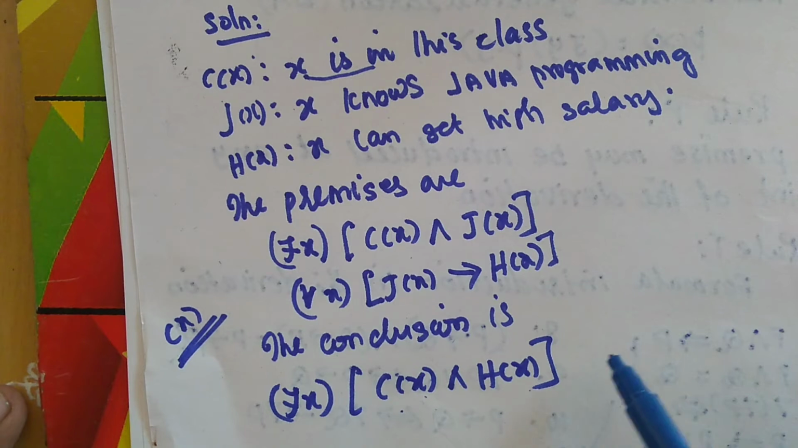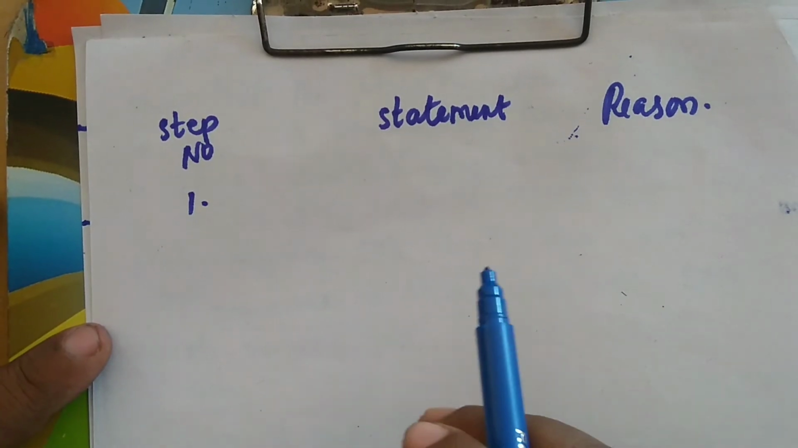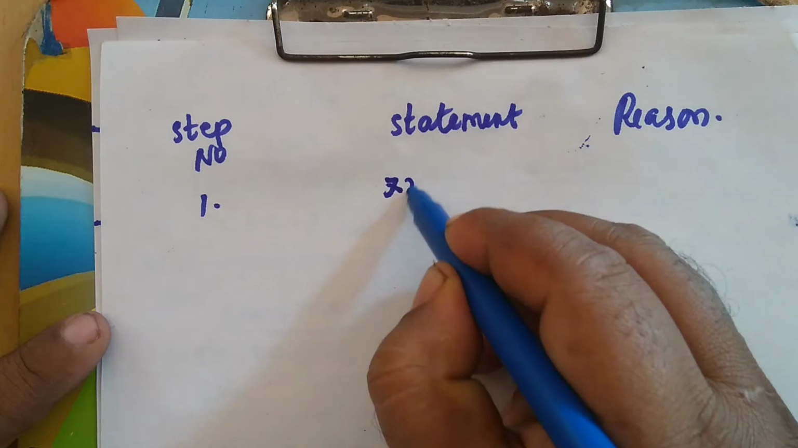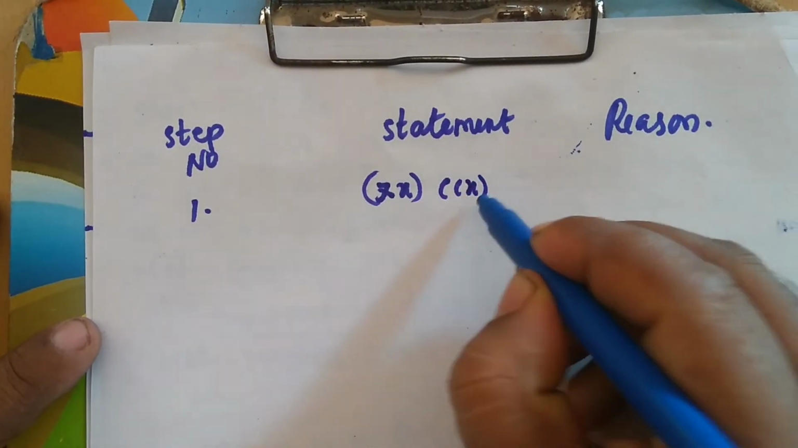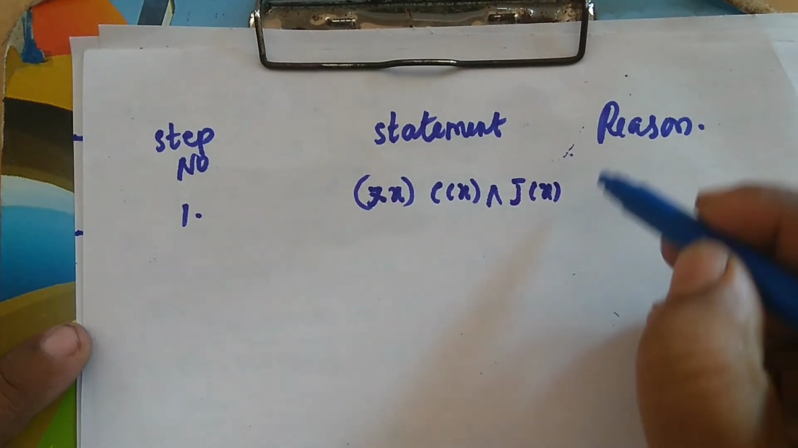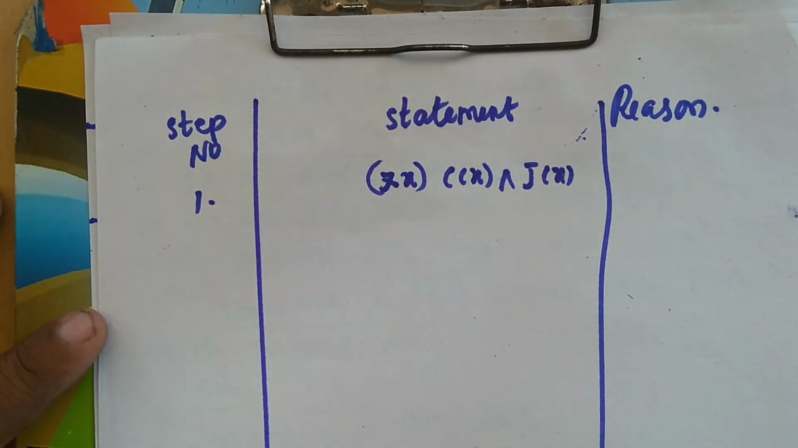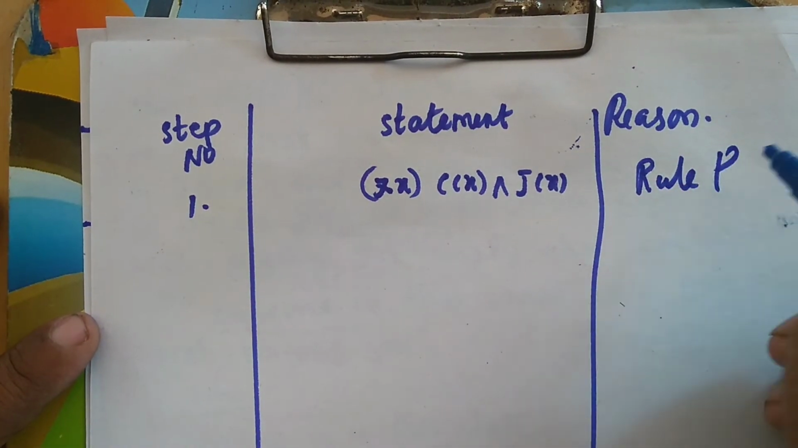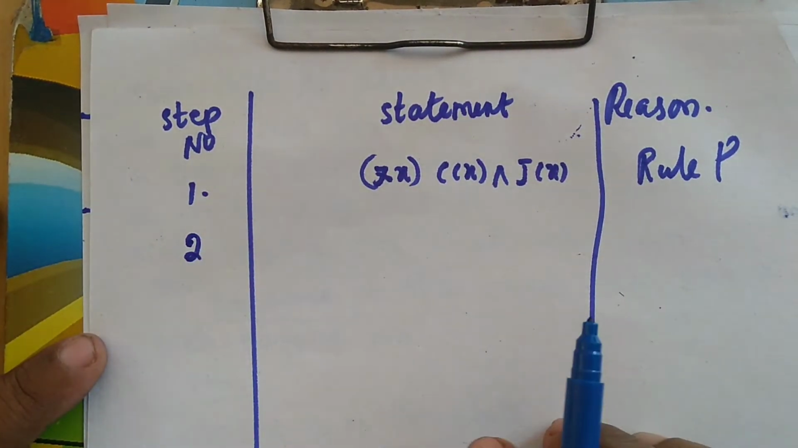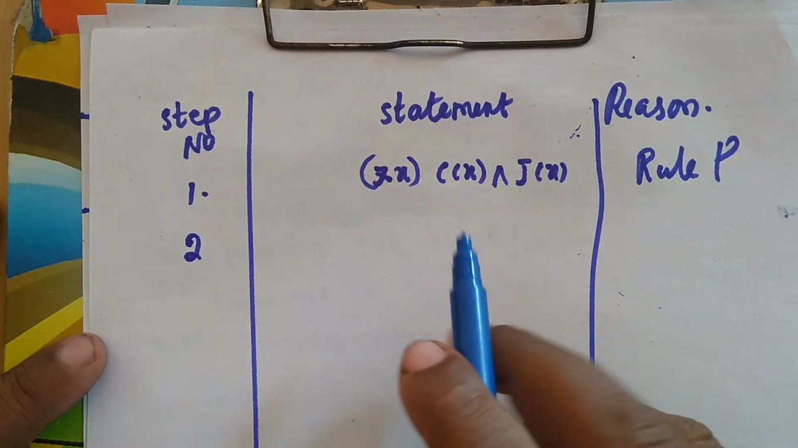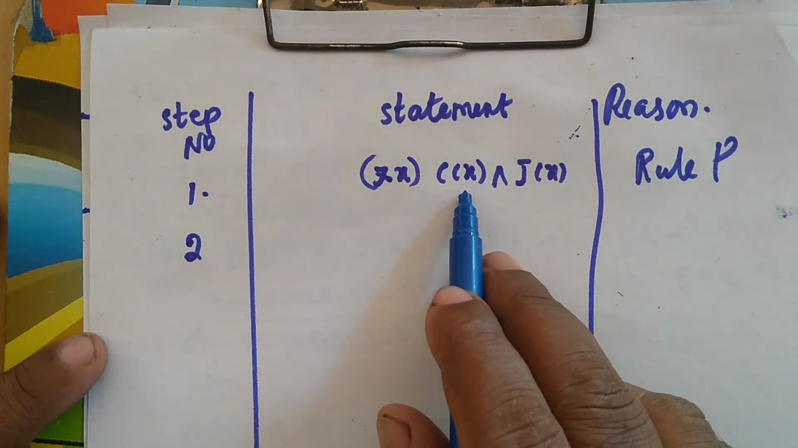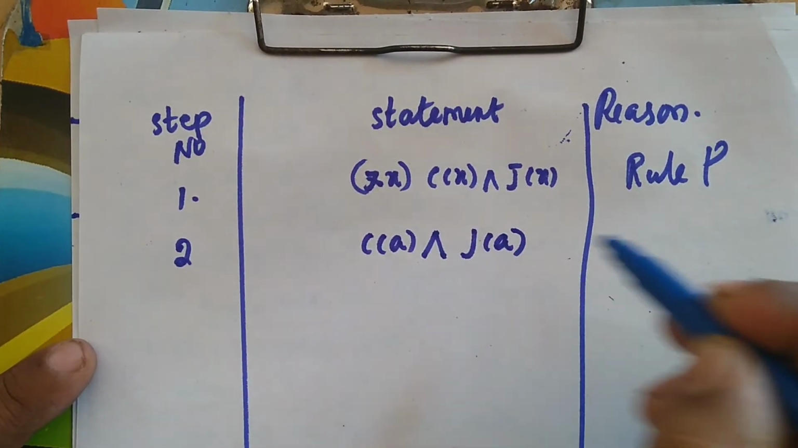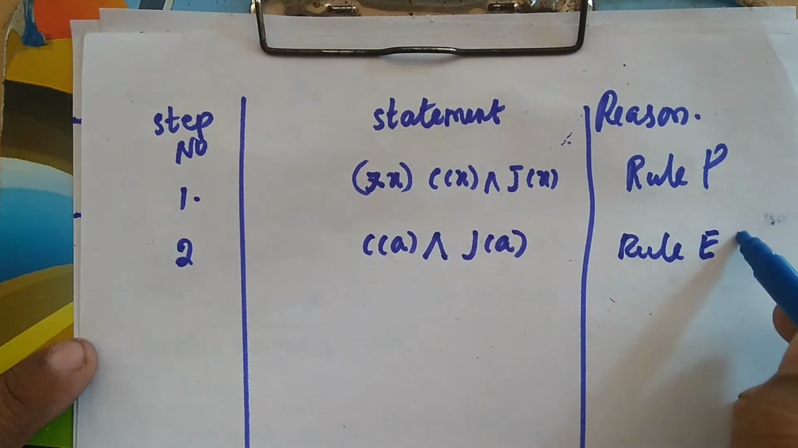Now let us prove. First you introduce the statement, that is, there exists X, C of X and J of X. So we introduce this statement by rule P. There exists means it is for a particular, so we can put a particular value, that we take as A. That is C of A and J of A by rule E.